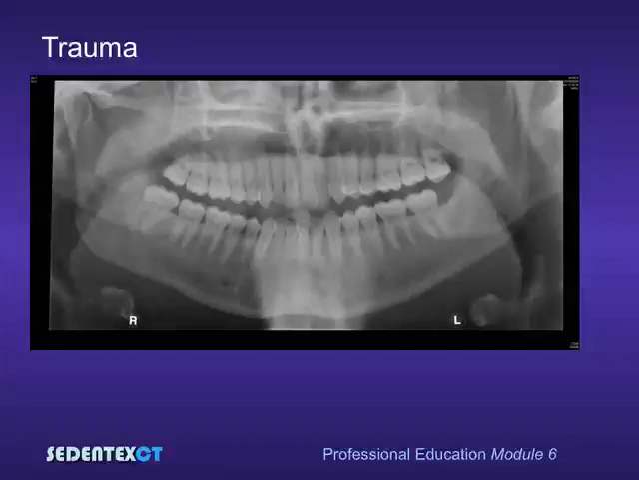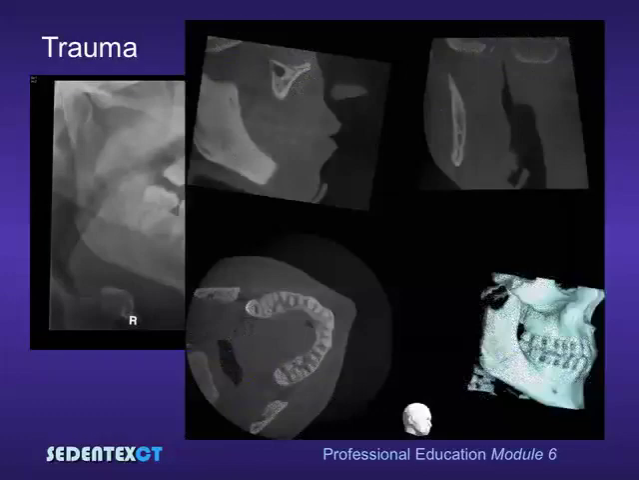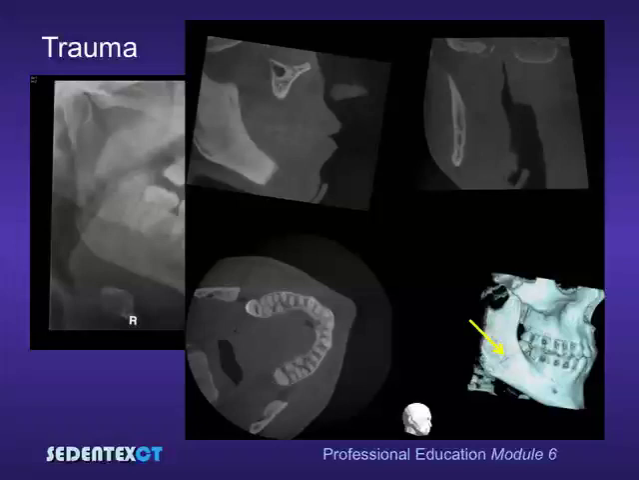This gut feeling from the clinicians and from the radiologist led to a cone beam CT being performed. The cone beam CT examination shows, as you can see, evidence of a fracture associated with the right third molar and angle region, which was not apparent on the conventional radiograph.